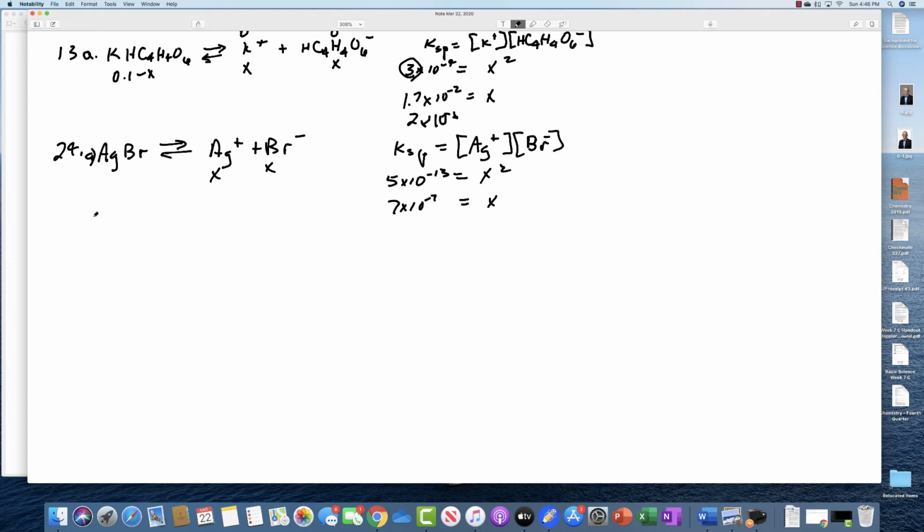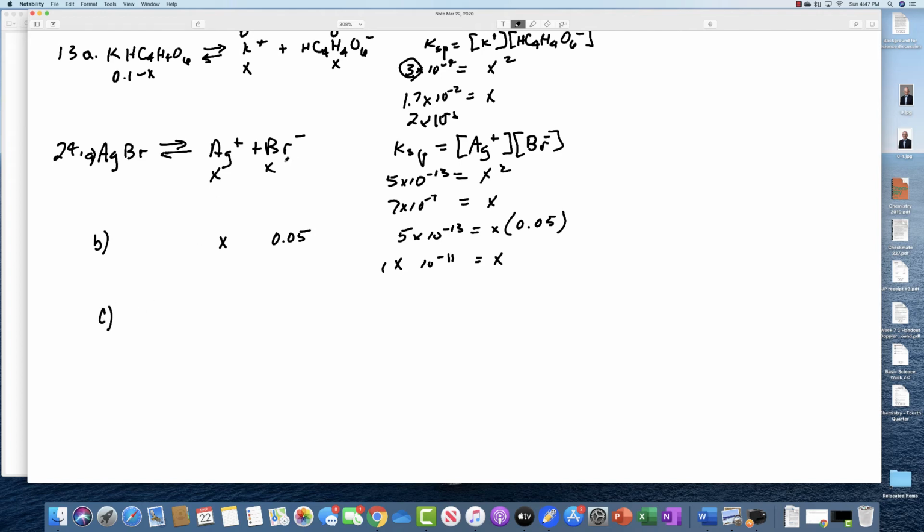So that's A. B, what will the silver be when enough potassium bromide has been added to make the bromide concentration 0.05 molar? Okay, use the same equation here, but instead of x and x, you now have x for silver and 0.05 for bromide. So 5 times 10 to the minus 13 is equal to x times 0.05. So the silver concentration here is going to be 1 times 10 to the minus 11.